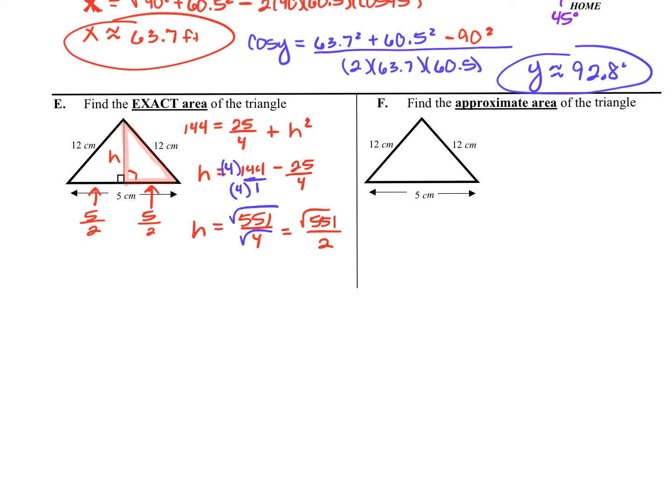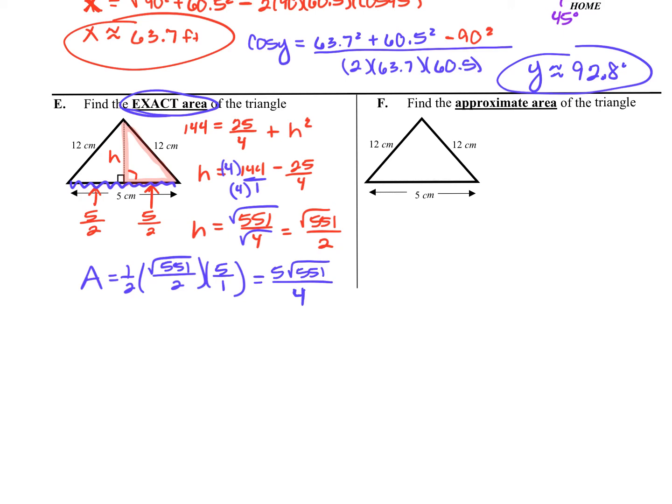Now that's the height of the triangle. So if this is asking us to find an exact, our area is 1/2. The height of our triangle is the square root of 551 over 2. And the base of the triangle is this whole side. That's a common mistake that students have, is they forget to do the whole base of the isosceles triangle, and that whole side is going to be 5. I'm going to put it over 1. Now we're going to multiply straight across, and that's going to give us an area of 5 times the square root of 551 all over 4. Okay, this is our exact area.